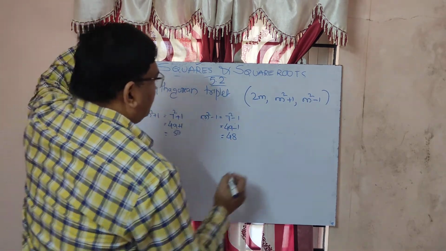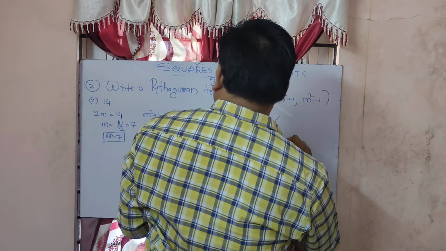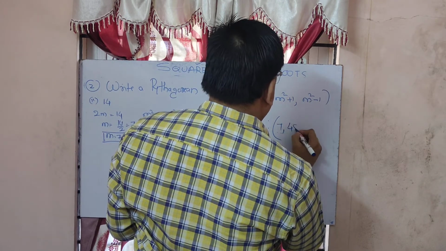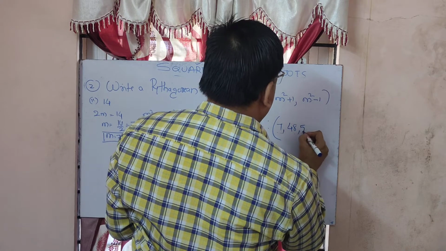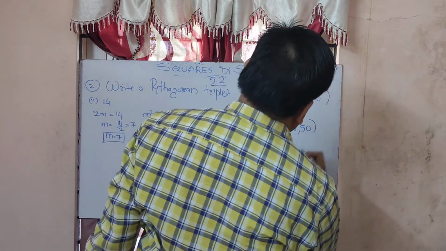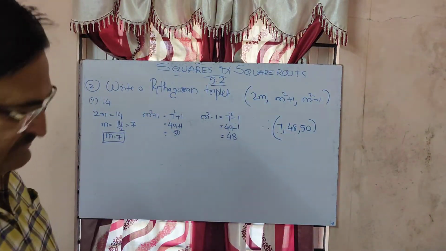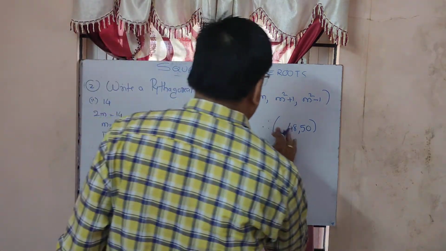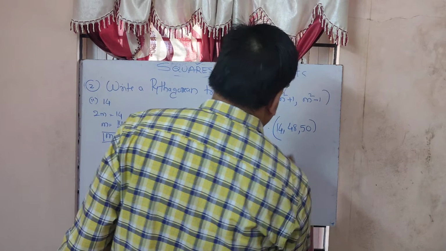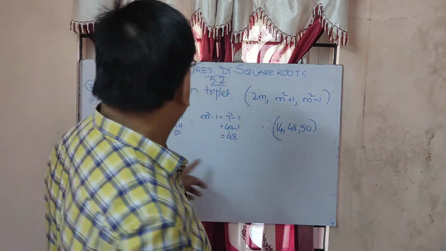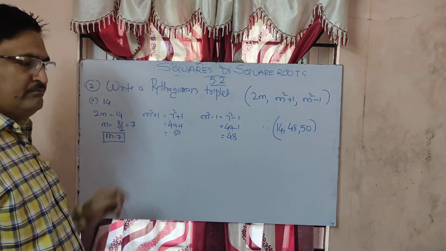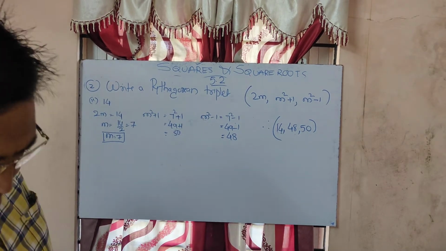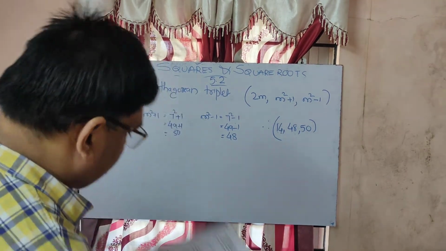So you have to write, therefore, the Pythagorean triplet, the smallest will be first, next one will be the next. You have to write according to the ascending order. These are the three Pythagorean triplets. Sorry, this is 14. You have to write 14. You should not write the value of m here. You should write the value of 2m. Okay. So this is the way. Second one. Now let us do the third one.